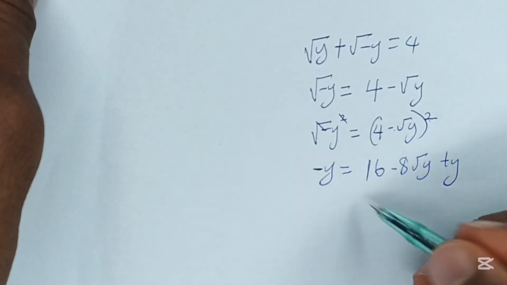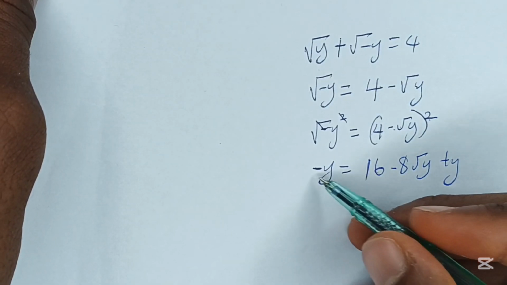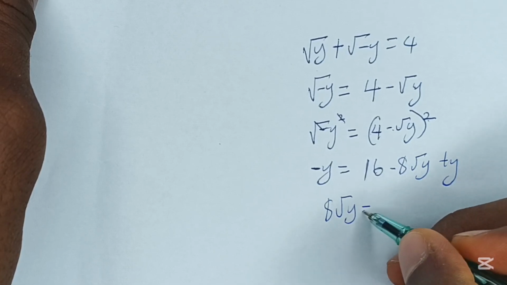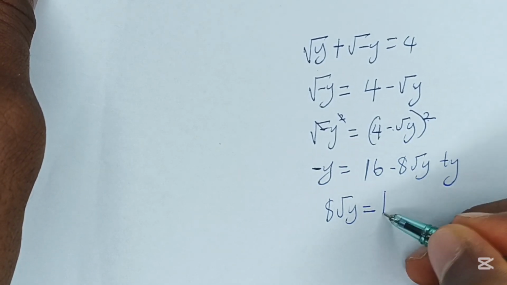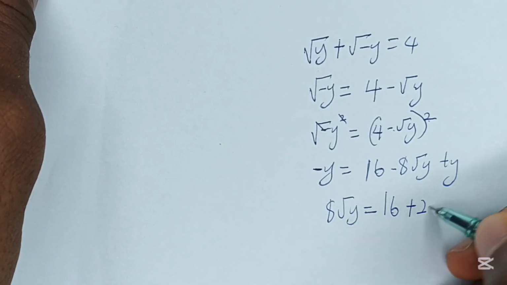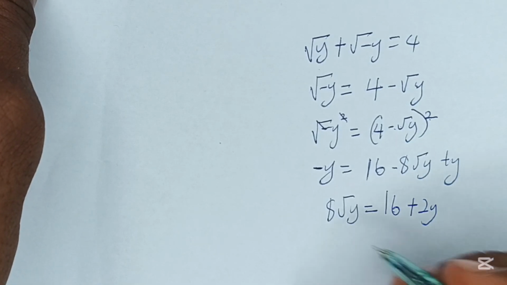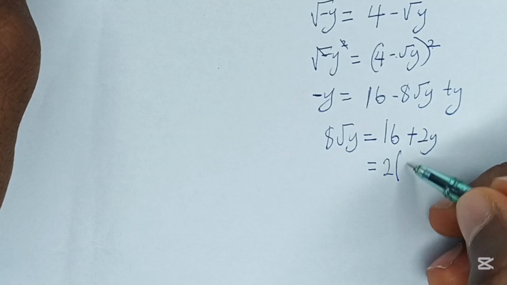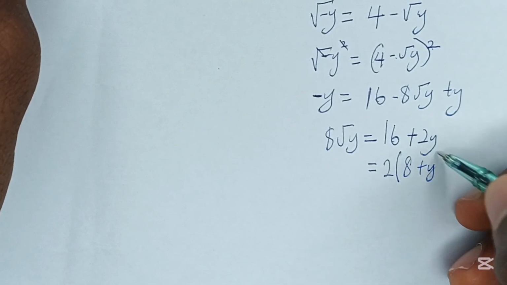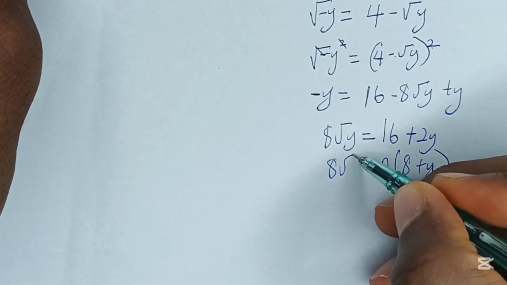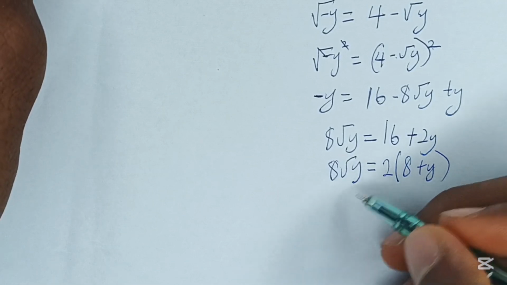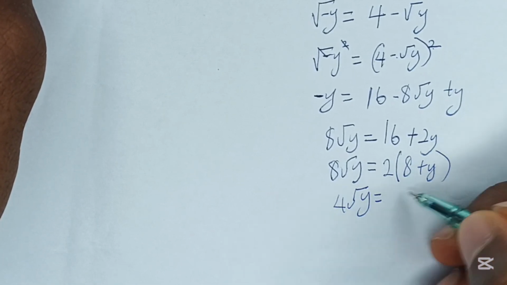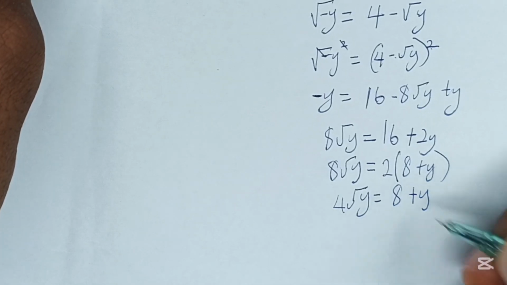Okay. From here we are going to have 8 root y to be equal to 16 plus 2y. Right? Now if you reduce further, you have 2 times (8 plus y) to equal 8 root y. Now you have 4 root y to be equal to 8 plus y.